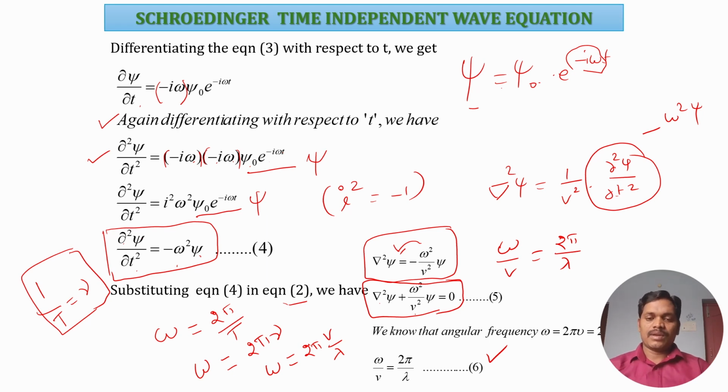The ultimate aim is we have to introduce the equation for the omega. Why do we have to use this omega by v? See, in equation 5, we have omega square by v square. So in that concern, we have to find out omega by v. If you square equation 6 on both the sides, we get omega square by v square, which is 4 pi square by lambda square. So in equation 5, you can write del square psi plus 4 pi square by lambda square into psi equal to 0.